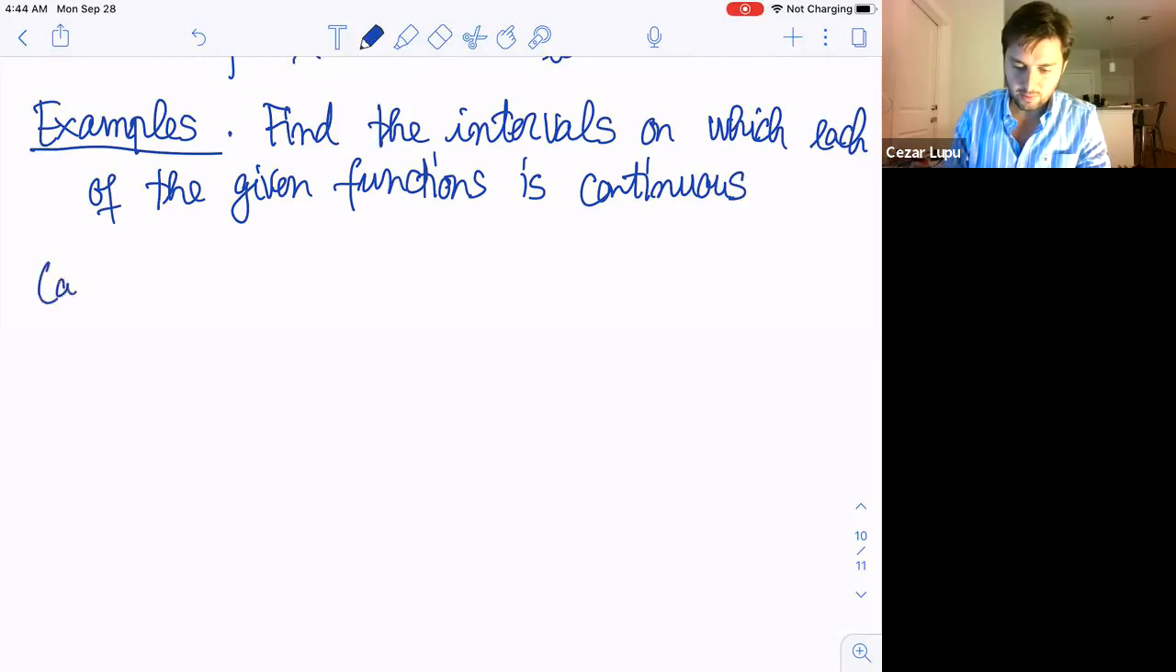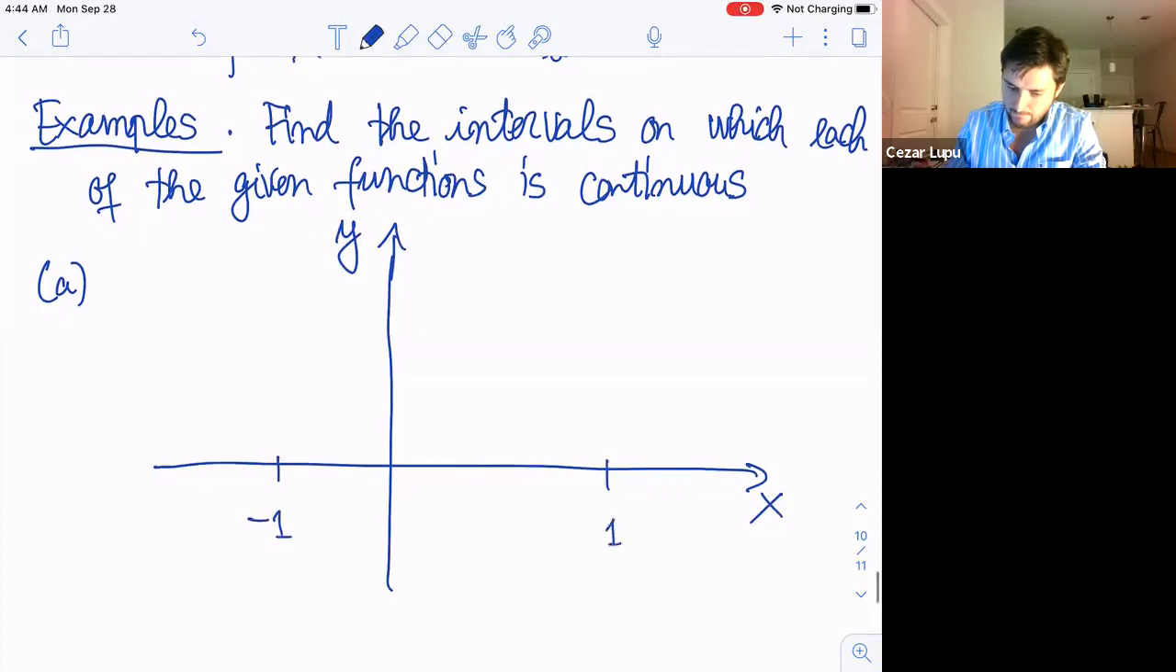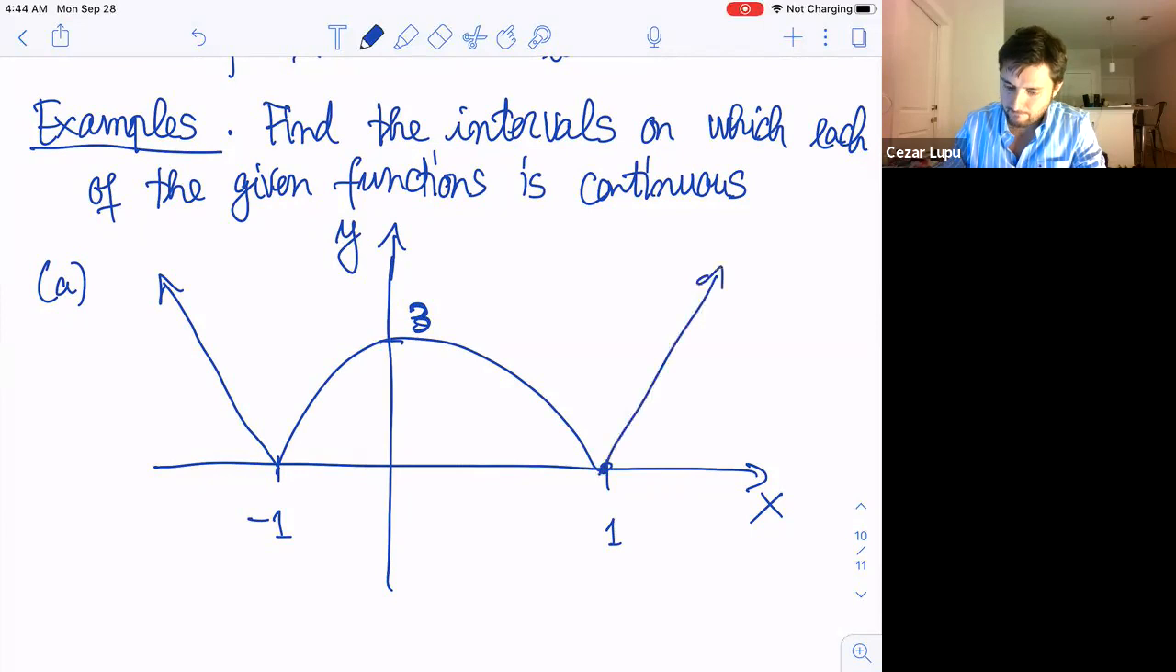And now I'm just going to draw some graphs here. Okay, let me draw the following graph. Let me say here I have the point -1, here I have 1, and here I have a line that will look like this. Here I have the point, let's say, 3. The function will look like this. Anyway, it goes here at 1. And from here, it's a line.